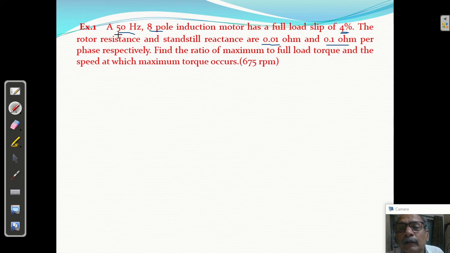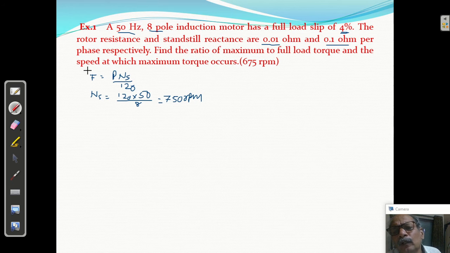So see here we have given frequency F equal to P into Ns upon 120. So from here we will get Ns. Ns equal to 120 into F, which is 50, upon number of poles 8. So we will get 6000 upon 8, which is 750 rpm. This is the synchronous speed.